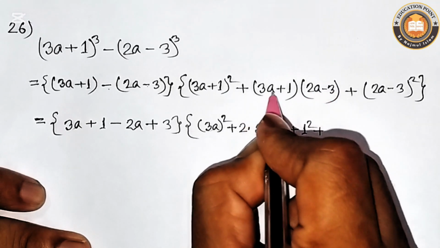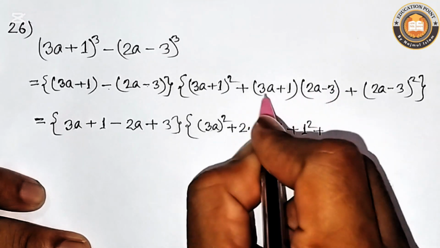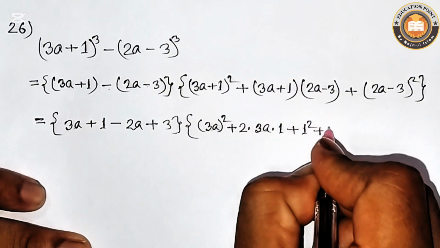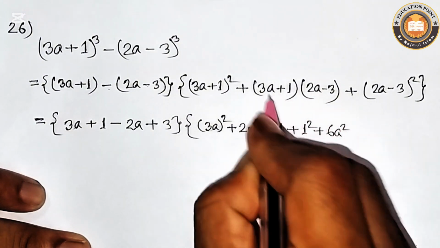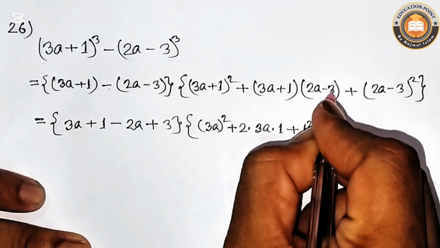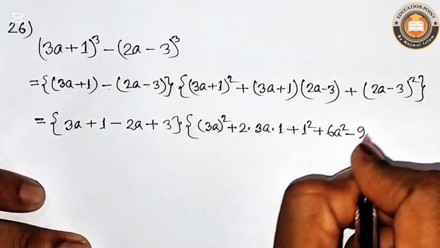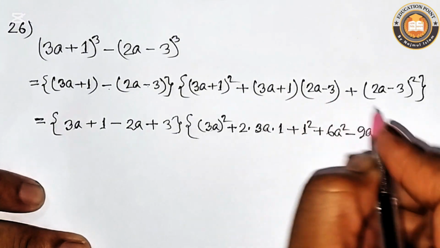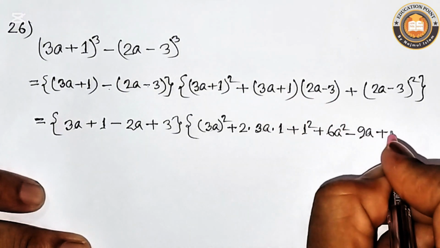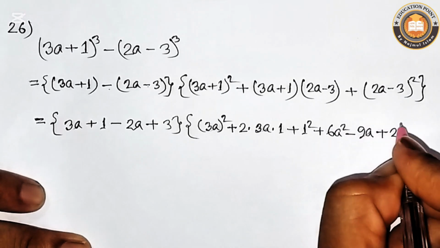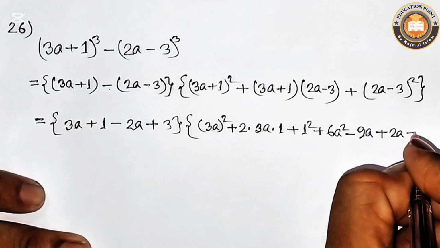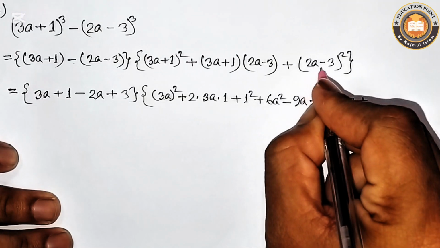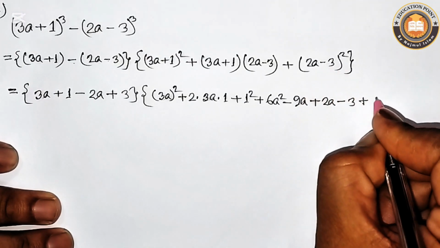At first 3a multiply with 2a minus 3. 3a multiply 2a equals 6a square, minus 3a multiply with 3 is 9a. Then 1 multiply with 2a minus 3: plus 1 multiply with 2a, that means 2a, plus, minus multiply minus 3, 1 multiply 3 equals 3, plus here we will apply the formula of (a minus b) whole square.